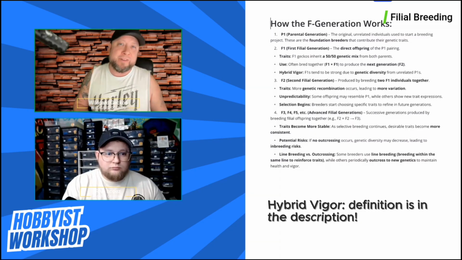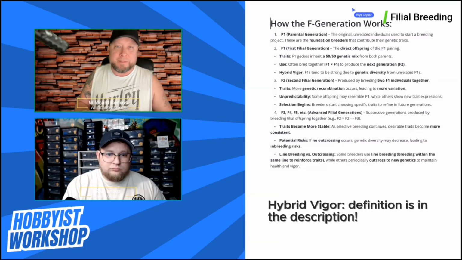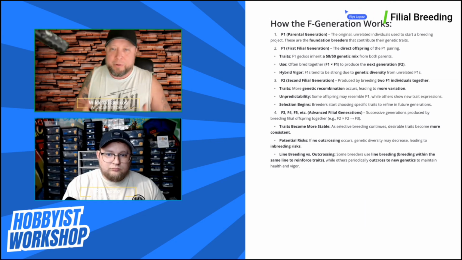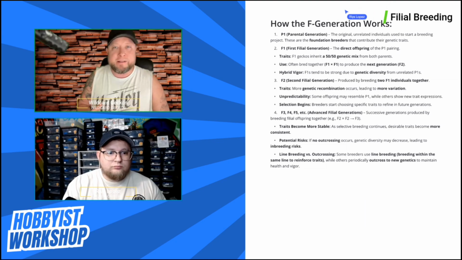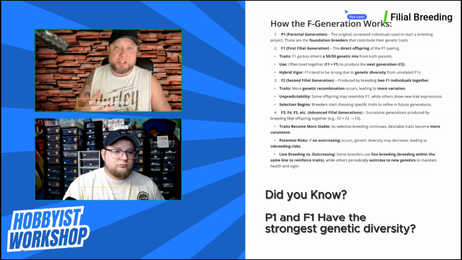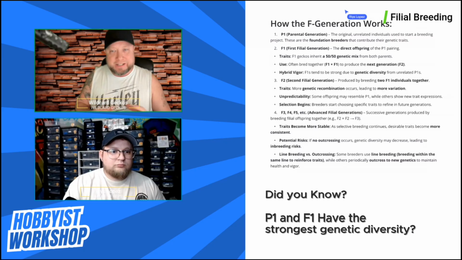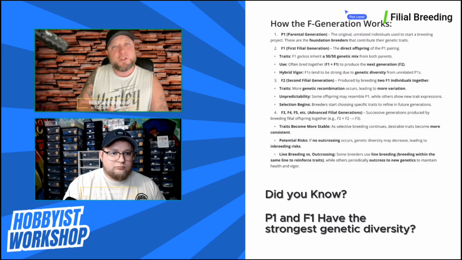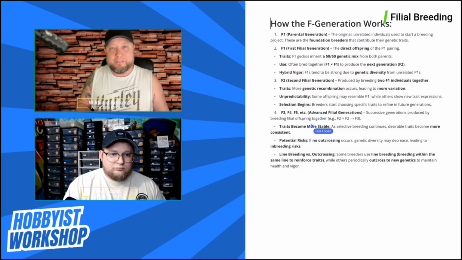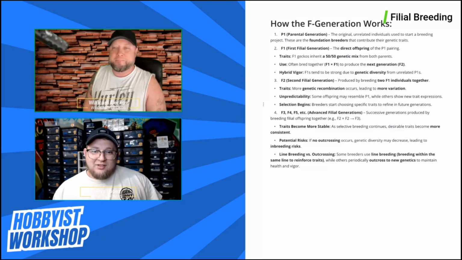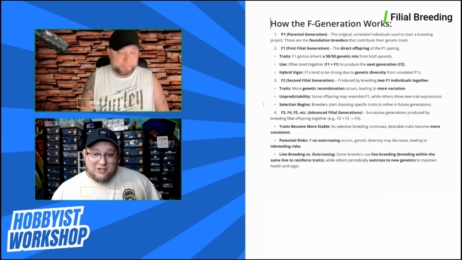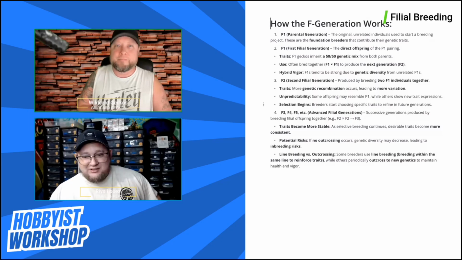So, that being said, genetic diversity is huge. However, hybrid vigor is also something that you need to understand. So, hybrid vigor is going to be your F1s and your P1s. And what it means is that they're the ones with the strongest genetic diversity. They have less recombination in them, they are not related to one another. But F2 and down, basically, you have less vigorous animals that you have to keep an eye on. So, traits become more stable as we selectively breed.